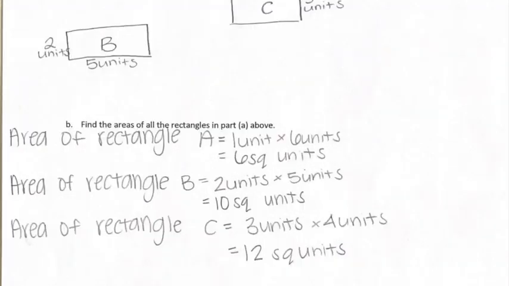B says find the areas of the rectangles in part A above. So the area of rectangle A is 1 unit times 6 units, which is of course 6 square units. The area of rectangle B is 2 units times 5 units, which is 10 square units. And the area of rectangle C is 3 units times 4 units, which is 12 square units.